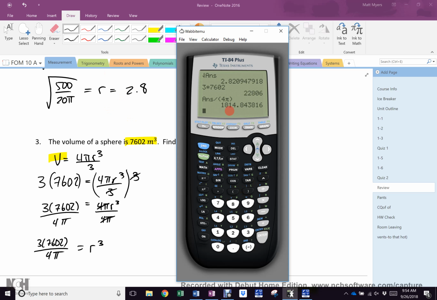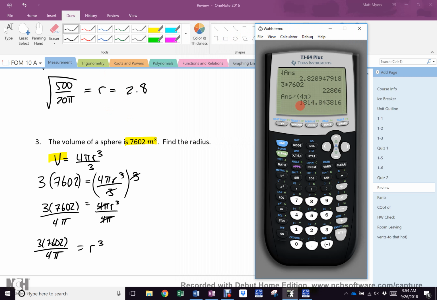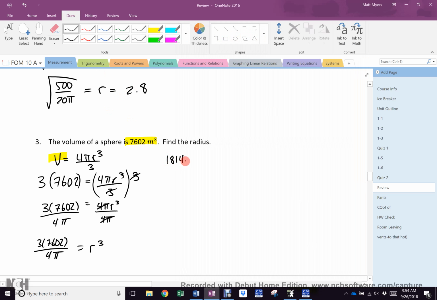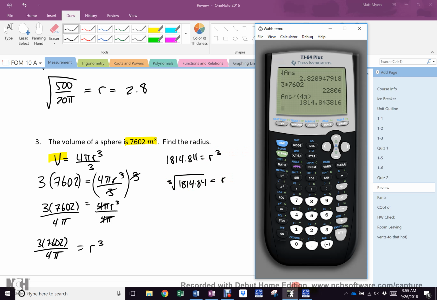So I have 1814.84. Now I'm going to write that here, 1814.84 equals r cubed. Now, to get rid of a square, you did the square root. So to get rid of a cube, you're going to do the cube root of 1814.84 equals r. Now, most of your calculators have a cube root button, but some of them don't.